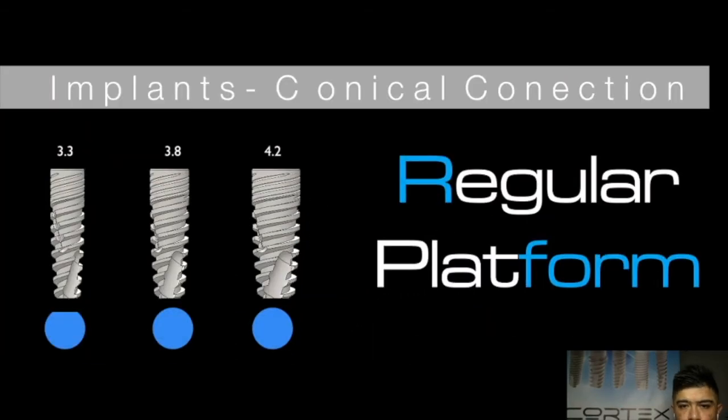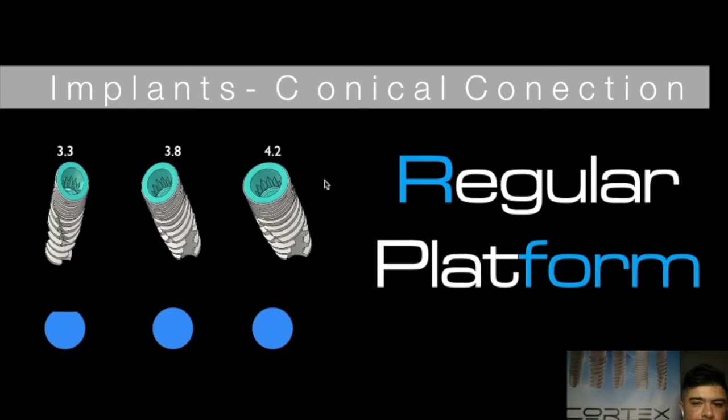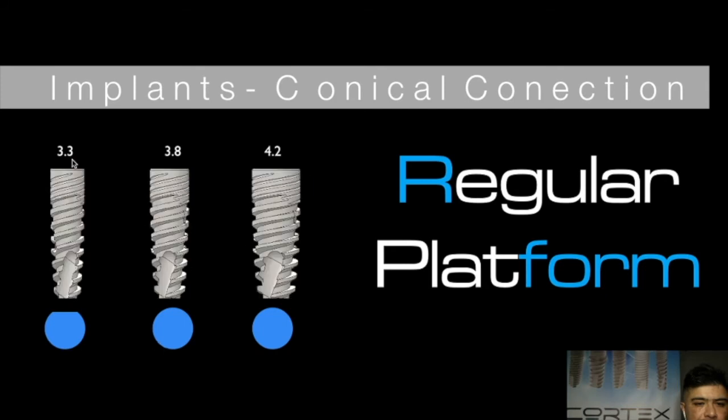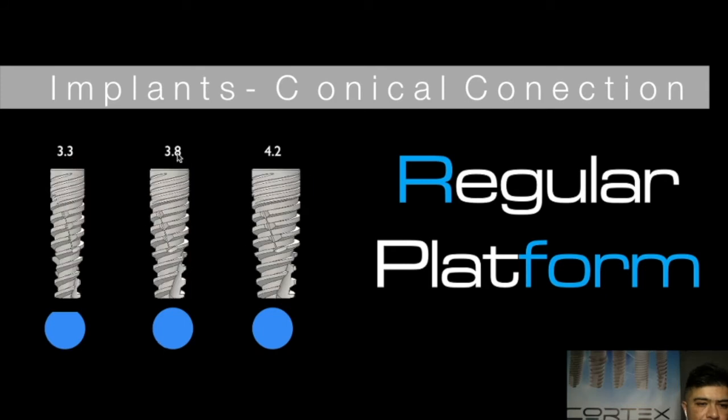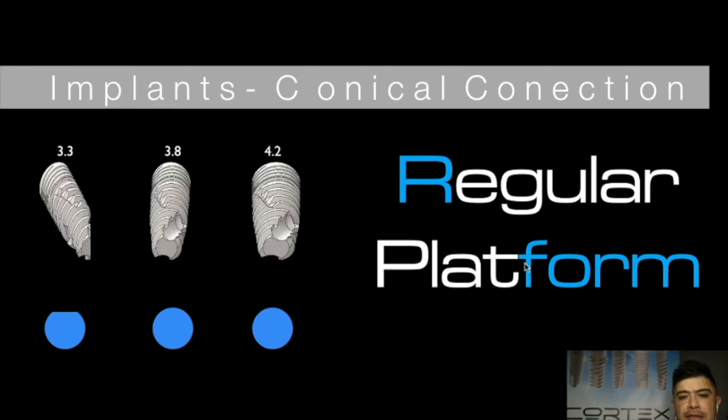The next group is the regular platform. You have three different sizes of implants with the same platform: the 3.3, the 3.8, and the 4.2 diameter of this implant.